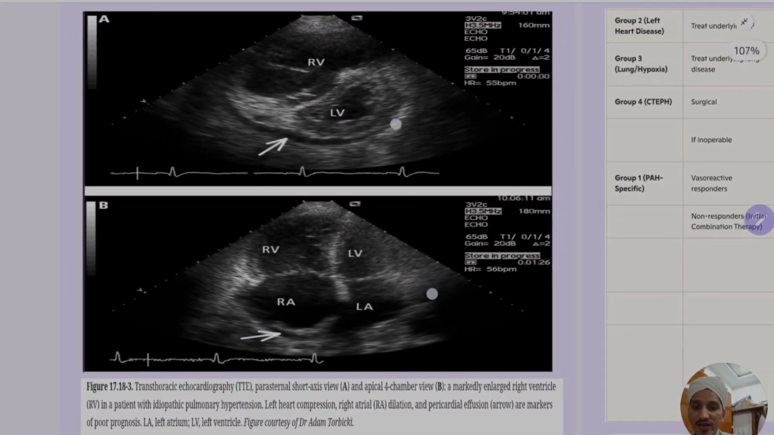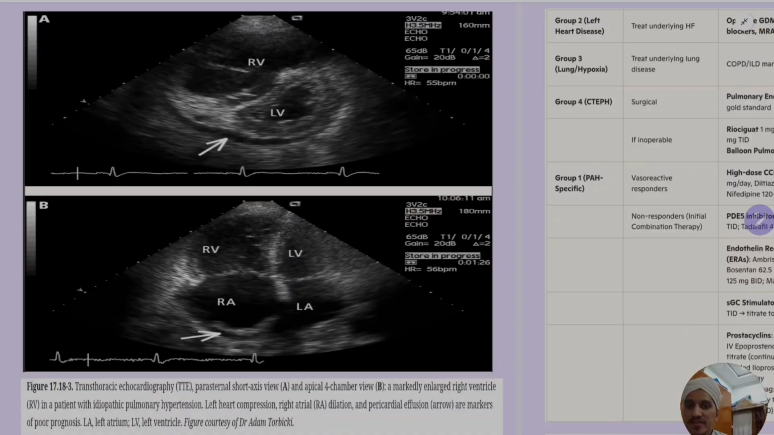So this is a 2D echo of a patient with pulmonary hypertension and the changes in this patient. You can see here there is compression of the left ventricle, a D-shaped left ventricle you are able to see in the 2D echo, and there is enlargement of the shadow of the right ventricle. So you are seeing an enlarged right ventricle, and a compressed left ventricle due to this enlarged right ventricle. That means there is right ventricular hypertrophy.